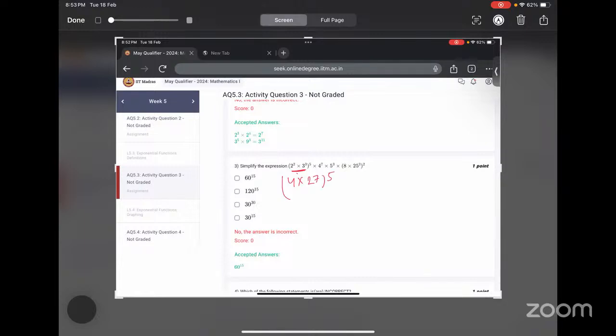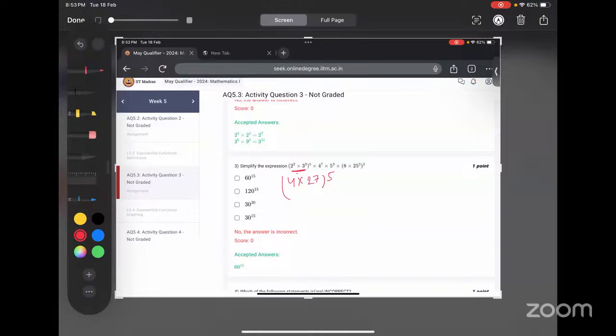Whole power 5. Yes, ma'am. What I was doing is I brought everything into 2 power, like 2, 3, and 5. Yes, that is what we have to do, and so I also did the same. We have to simplify it, otherwise we can't do that.